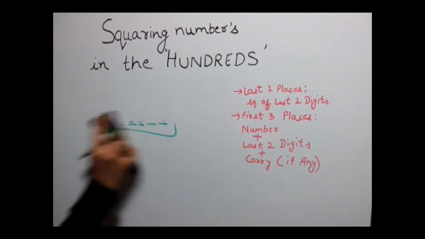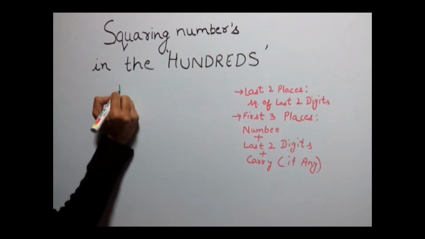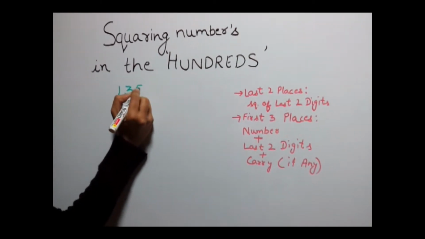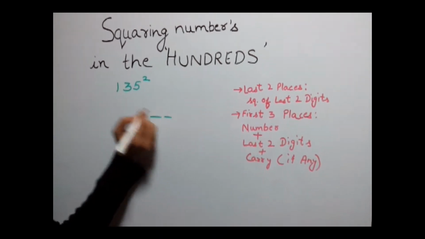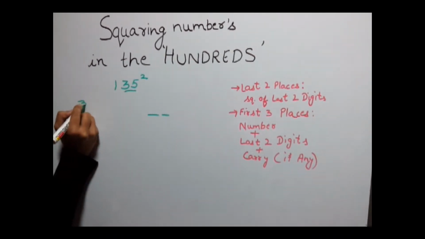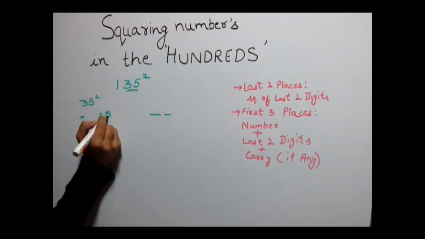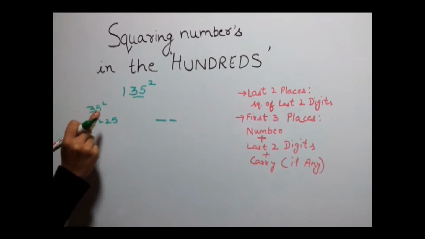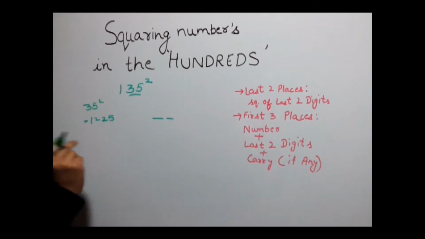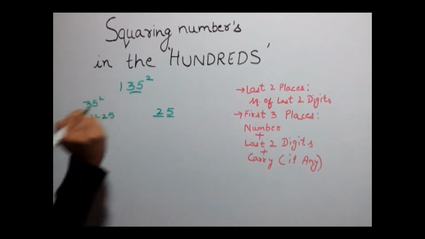Let's have one more example. Let's find the square of 135. So the last two digits of the result would be the square of 35. So 35 squared would be 25, and 4 into 3, 12, which we discussed in our previous tricks of multiplying numbers ending in 5. So 25 would be over here.